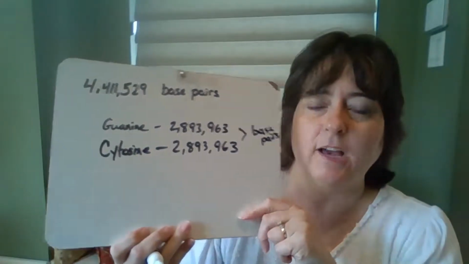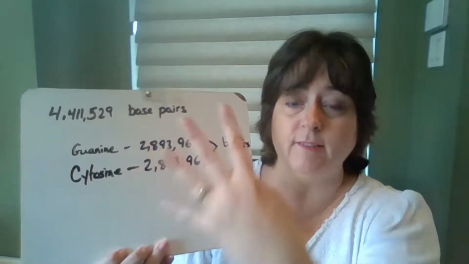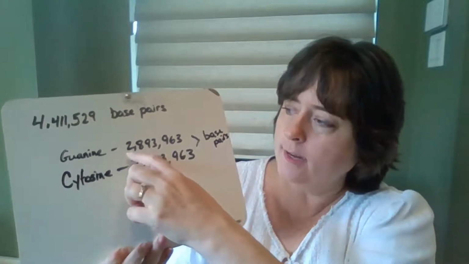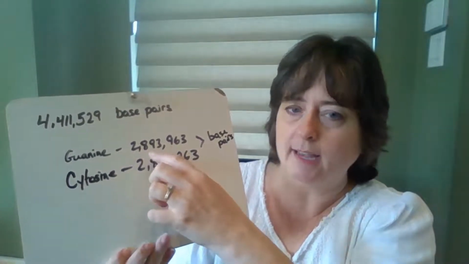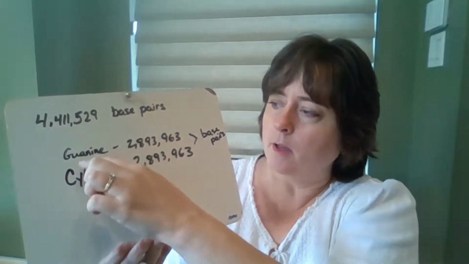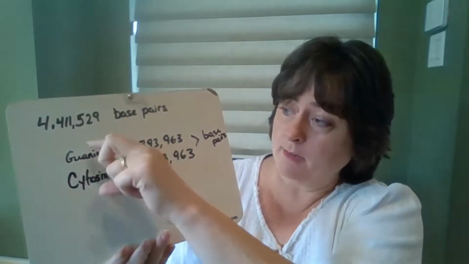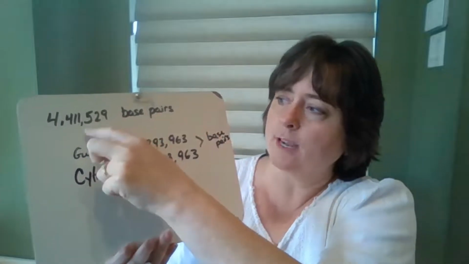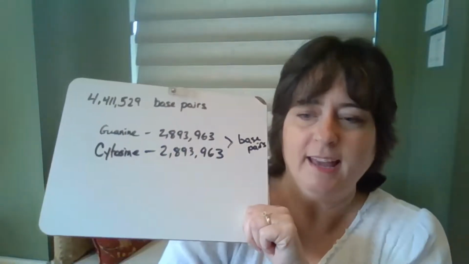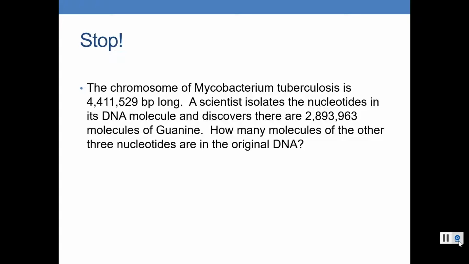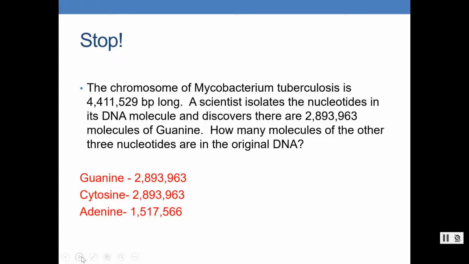So to find out what's left over, what's available to be adenine and thymine, we're going to subtract this 2,893,000 number of pairs. I've got that many pairs of guanine and cytosine. I'm going to subtract that from the number of pairs I have here. And that one, I forget the number, so I have to go back to the PowerPoint. When I do the math, I'm going to have 1,517,566 pairs of A's and T's.